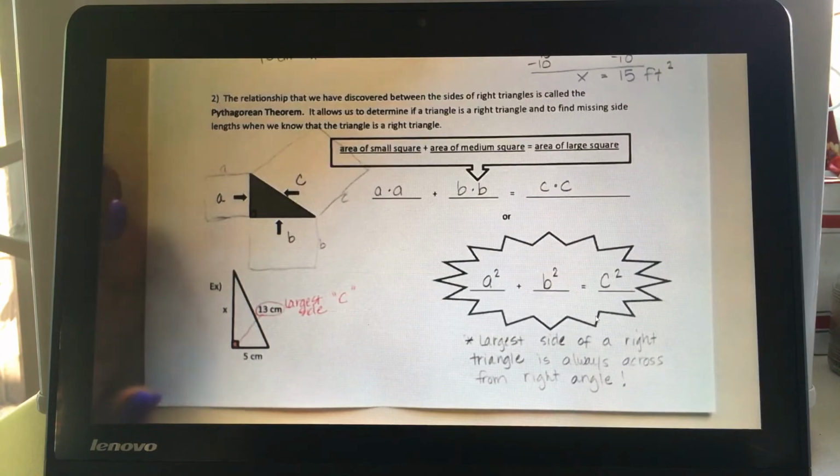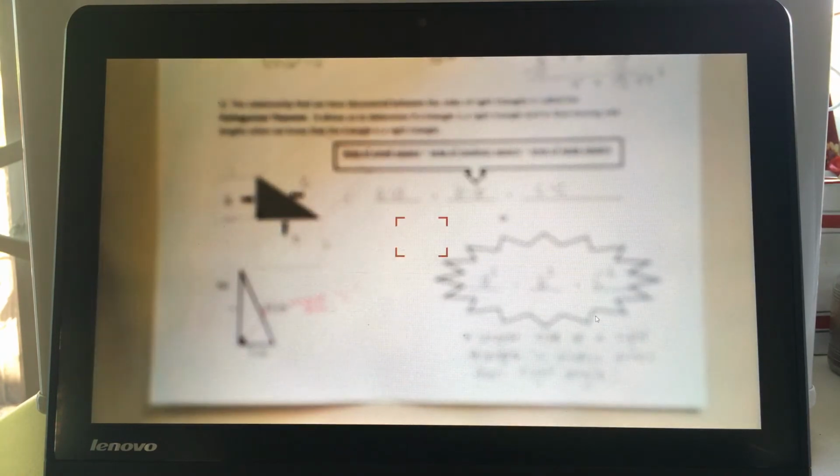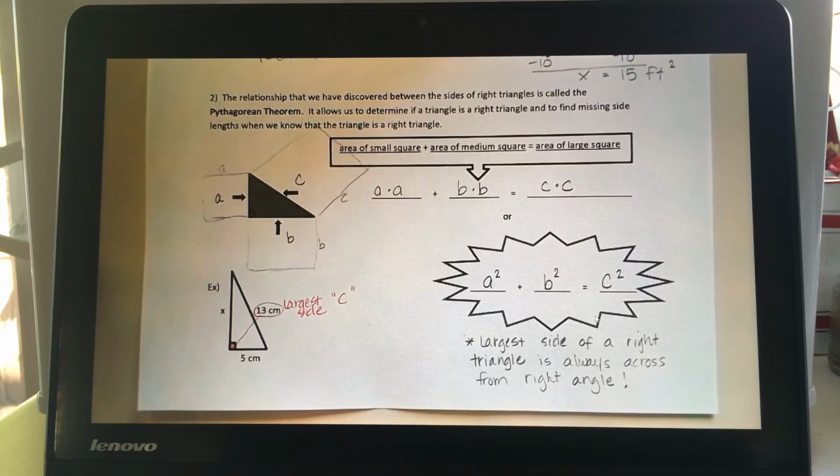And then the other two sides, sorry, I'm going to refocus this real quick, see if it'll focus in. There we go. That's a little bit better.